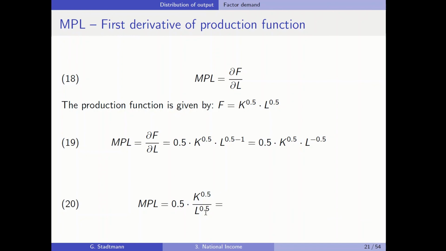When we plug in the numbers from our previous numerical example, where k was equal to 100 and L was also equal to 100, then we learn also that marginal productivity of labor is equal to 0.5 times 100 to the power of 0.5 over 100 to the power of 0.5. This will cancel out, and therefore this fraction is equal to 1. And the marginal productivity of labor is also equal to 0.5. Hence, we are working with the following production function.